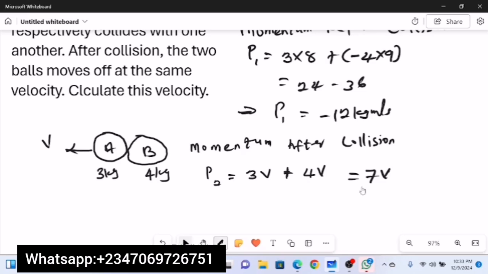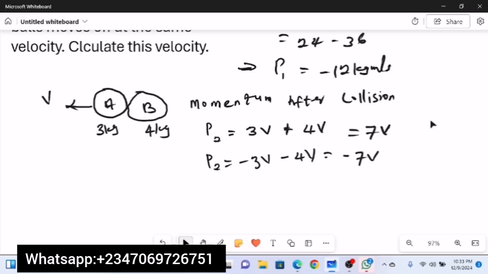Okay, so you can easily write that P2 equals negative 3V minus 4V, because the two objects are moving to the left, and when it is moving to the left, it is considered to be negative. So that gives you negative 7V, because that is the way we can eliminate the negative sign on the first momentum and obtain a positive speed.